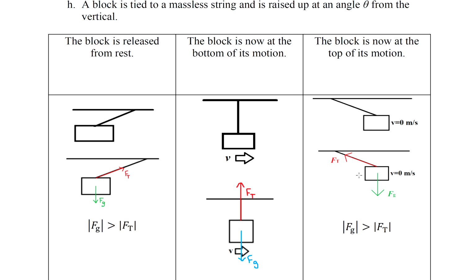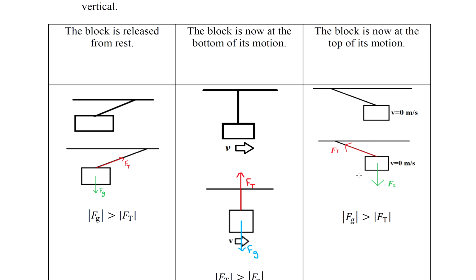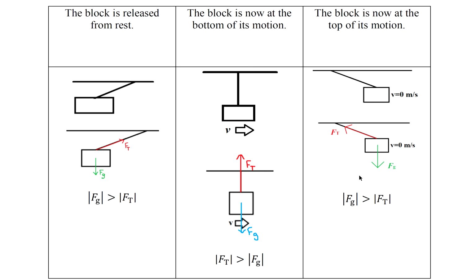The problem in the middle, the block is now at the bottom of its motion. The magnitude of force tension up should be greater than the magnitude of force gravity down, because the block is going to go up one moment later. Now look at the problem on the right. The block is now at the top of its motion. Once again, the force of gravity down should be greater in magnitude than the force of tension. So once again, these are not always drawn to scale because they're quite difficult to draw to scale.